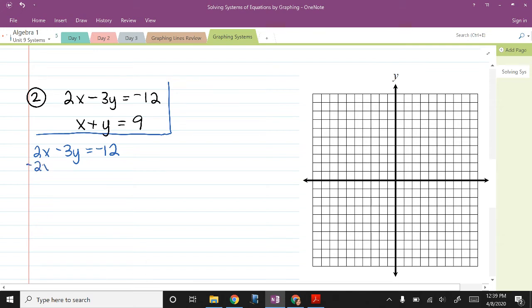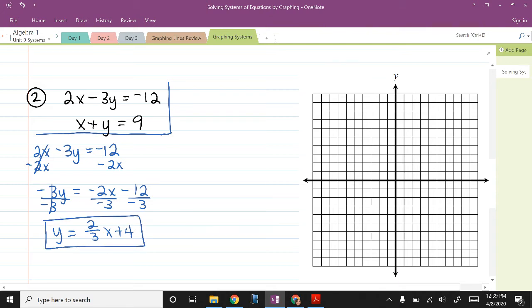So first thing I want to do is get my first equation in slope-intercept form. So I can subtract 2x on both sides, and that gets me -3y equals -2x minus 12. And then I divide everything by -3 to get the y by itself. And then I simplify. y equals a positive 2/3 x, because a negative divided by a negative is a positive. Same thing over here. -12 divided by -3 is +4. So now that one is in slope-intercept form. My y-intercept is (0, 4) on the y-axis, and my slope is +2/3.